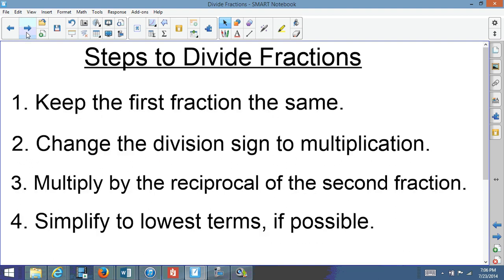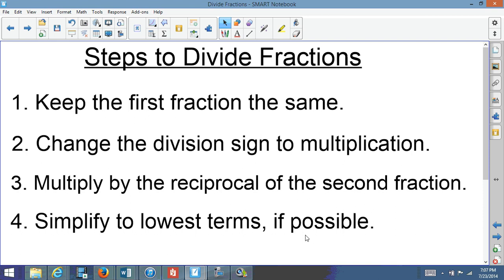So here are the steps for dividing fractions. Step 1, keep the first fraction the same. Step 2, change the division sign to a multiplication sign. Step 3, multiply by the reciprocal of the second fraction. So that means you're going to turn that second fraction upside down. And step 4, simplify to the lowest terms if possible. So these are the 4 steps.